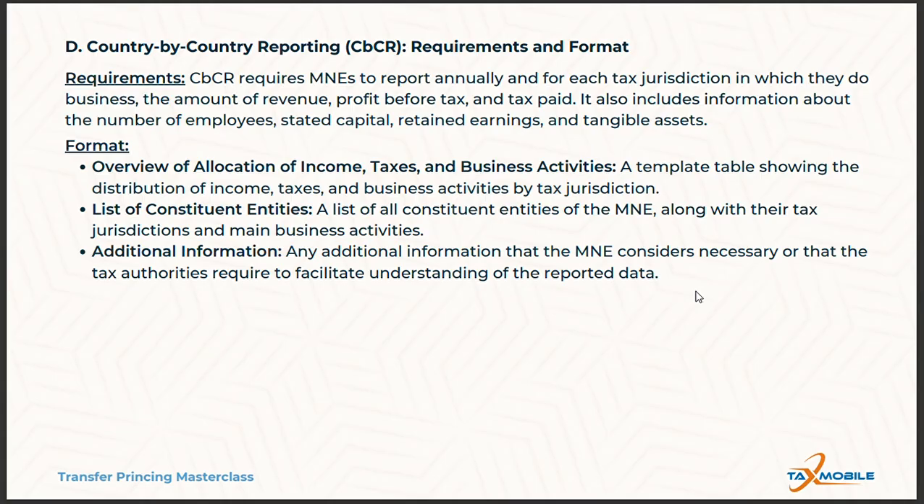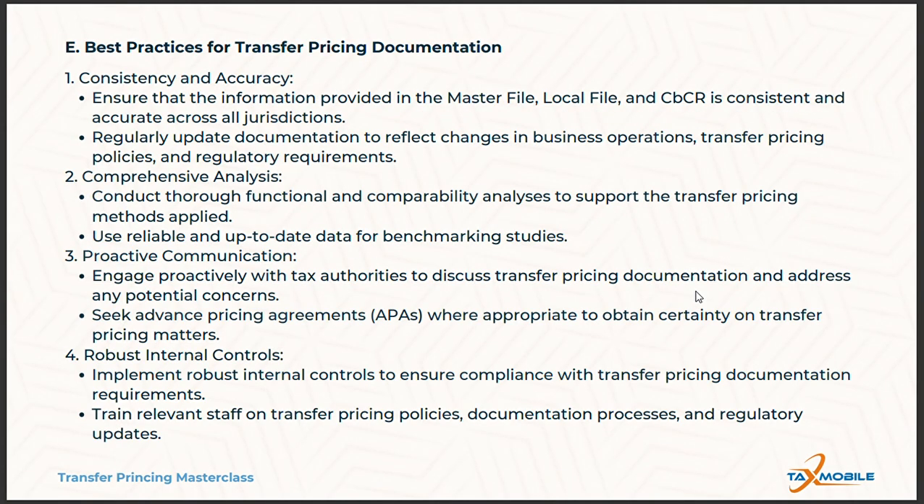So entity business activity, a list of all the entities, that's the list of constituent entities now, a list of all entities within the multinational group, their tax jurisdiction, and a description of the business activities conducted by each entity. So any other additional information that the multinational enterprise considers necessary or that the tax authority requires to facilitate understanding of the reported data should also be included.